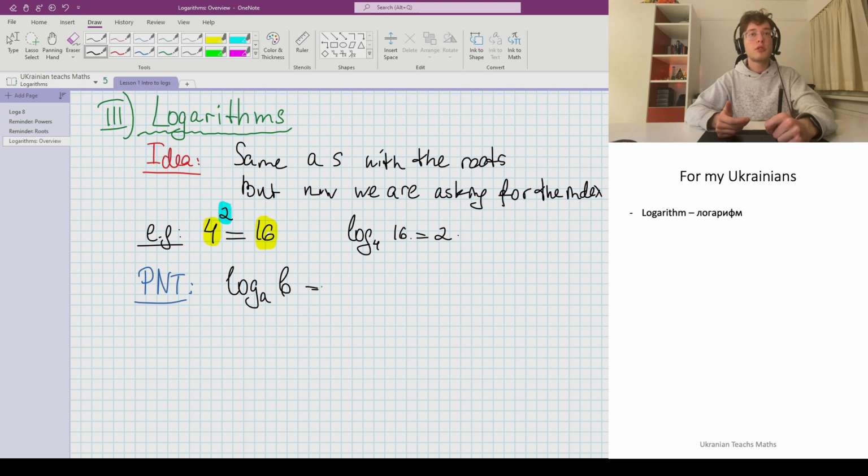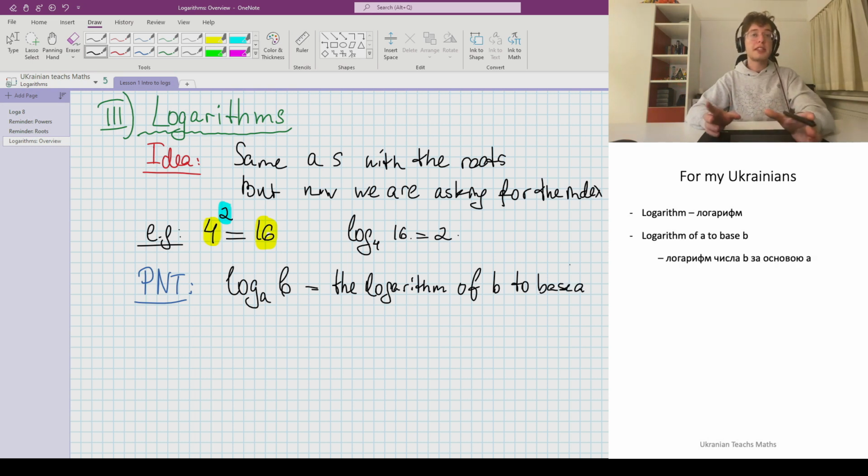So we pronounce this thing as the logarithm of B to base A. Or we can say the other way around. We can say the logarithm to base A of B. Moving on with some examples so that all of you understand how the logarithm works and what it gives.